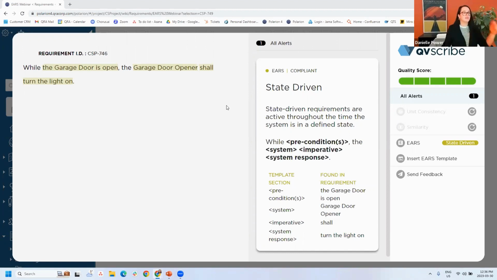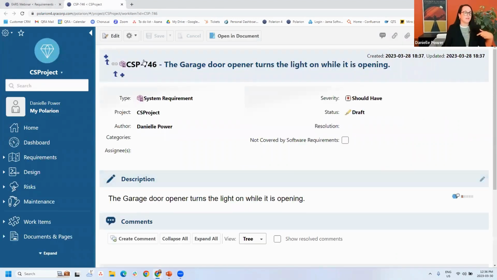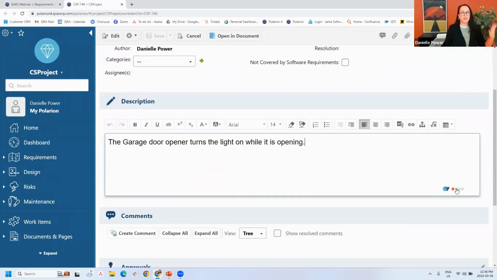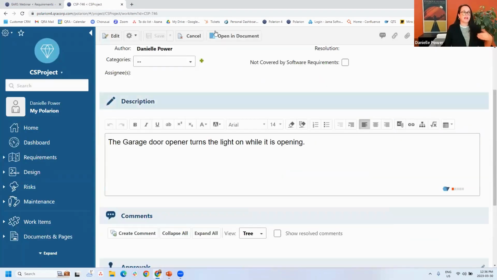So you can use it directly within QVscribe. Essentially, if you went into, let's say, open the item, there are multiple ways that you can look at QVscribe. It's right within your document, or you can go directly into the item, but it will be through the QVscribe button to insert the template. So there are multiple ways that you can use the EARS template depending on how you're reviewing your information in Polarion, directly in the document or through the work items, but it will be through the QVscribe button.